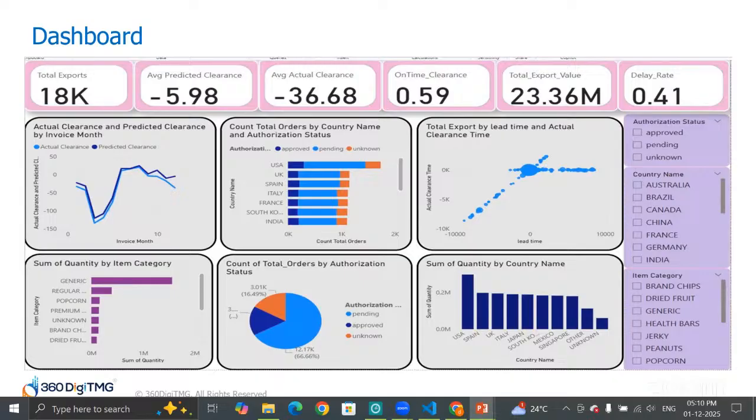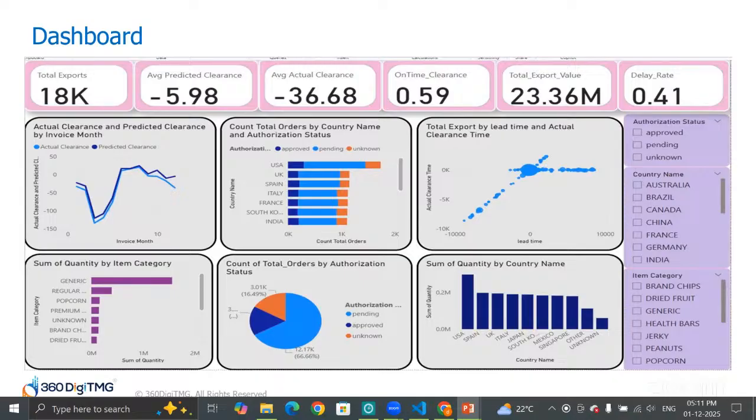So these graphs over here, actual clearance and predicted by month, right? It shows model reliability over months. And then orders by country and authorization state. This shows which countries have more pending or unknown approvals, and then total export by lead time and actual clearance time, right? Longer lead times generally reduce the delays. And then sum of quantity by item category, which product types dominate export, for example, generic, regular, popcorn, right?